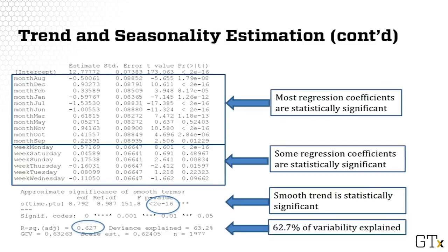Last, the R-square is 0.627 or 62.7% of the variability in the time series is explained by the trend and the two layers of seasonality. This is to be compared to 0.296, the R-square for the model where only the trend was fitted.